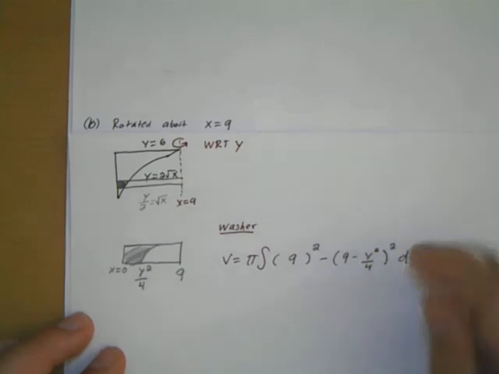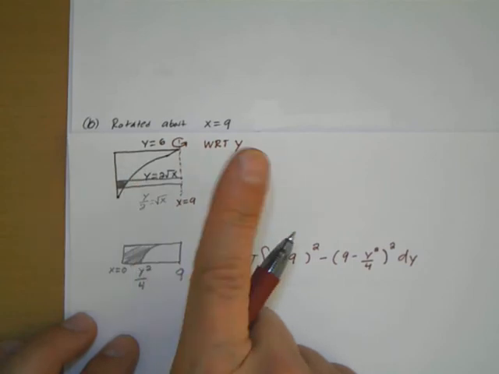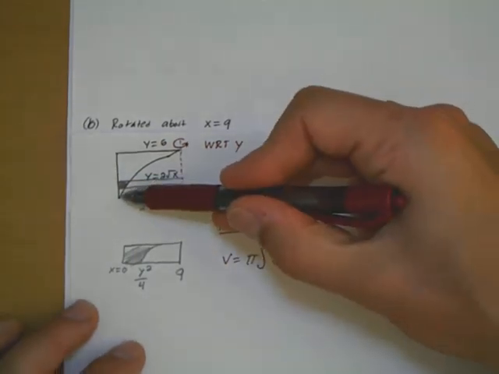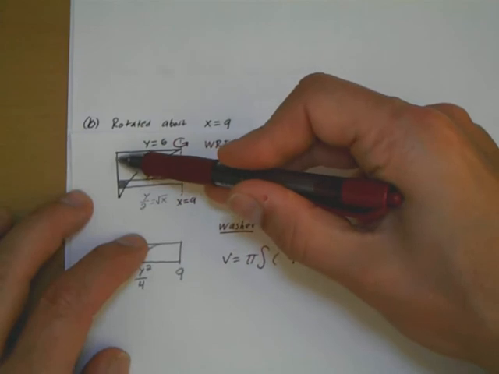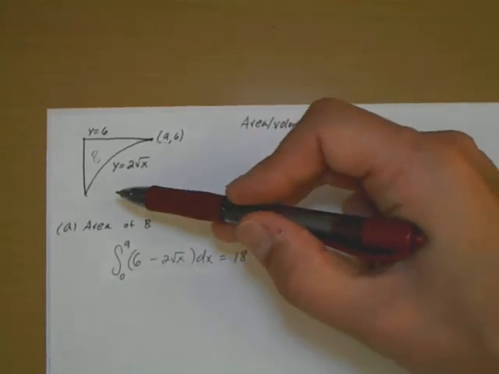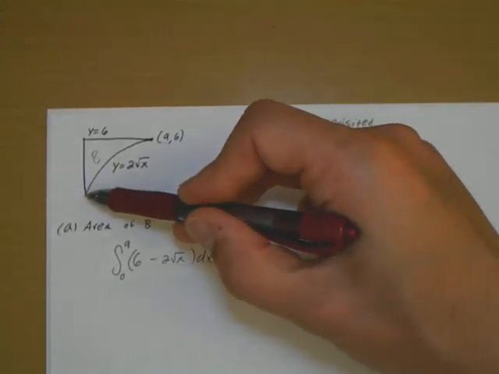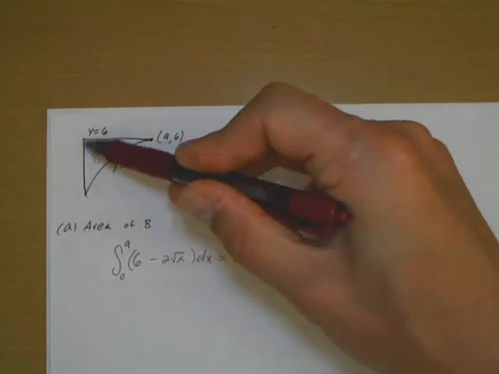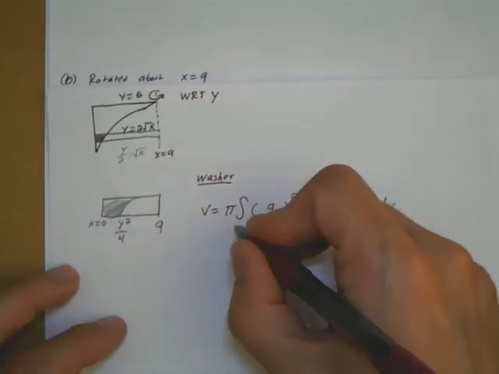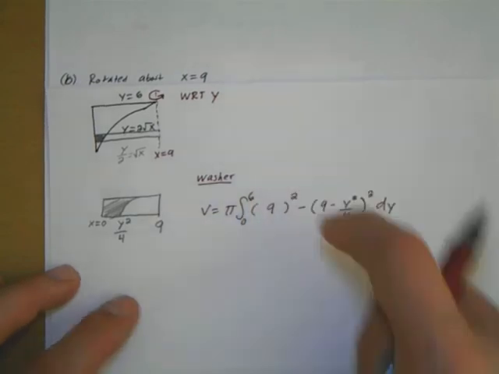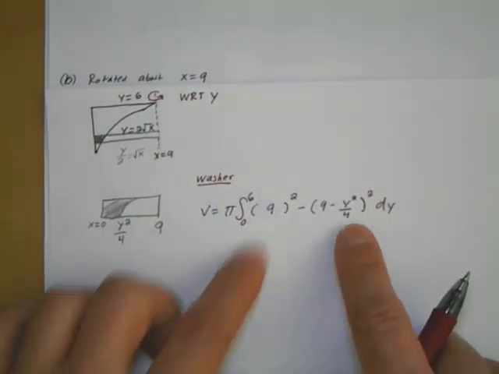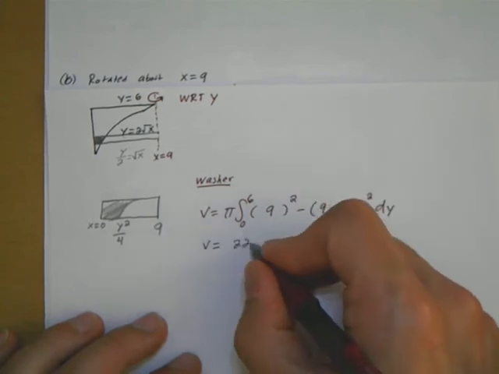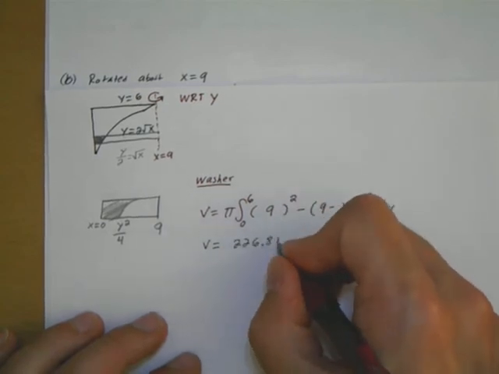Like I said, with respect to y, because it's going around the line x is equal to 9. The limit starts at 0 and it goes all the way to 6. So you look at the initial area, it starts at 0, it goes all the way to 6 on the y-axis. So it's going to go from 0 to 6. You punch this up on your graphing calculator and you end up with the volume being equal to 226.8 times pi.